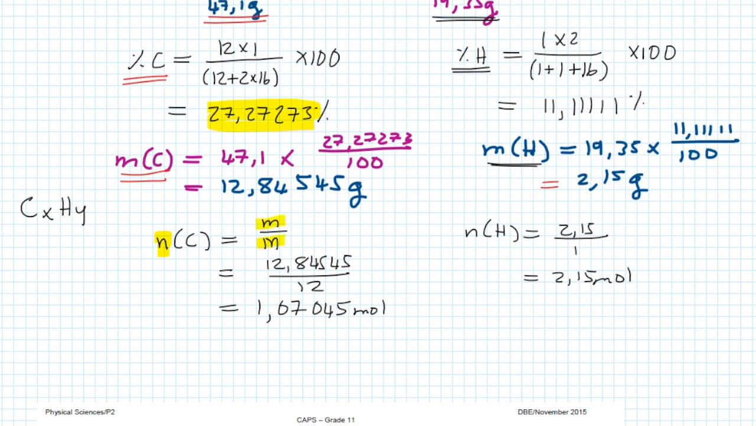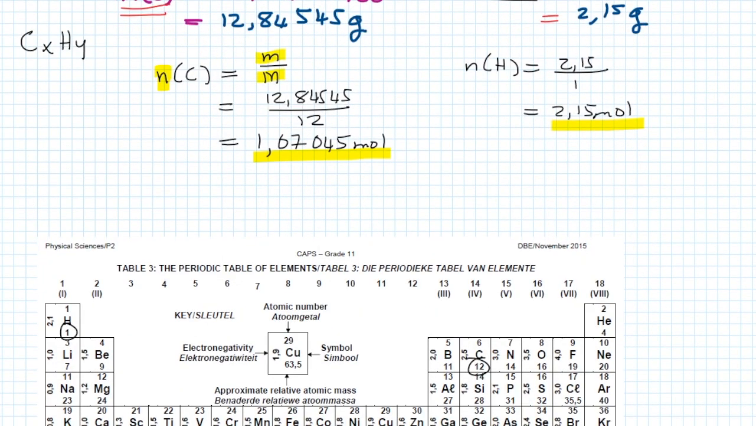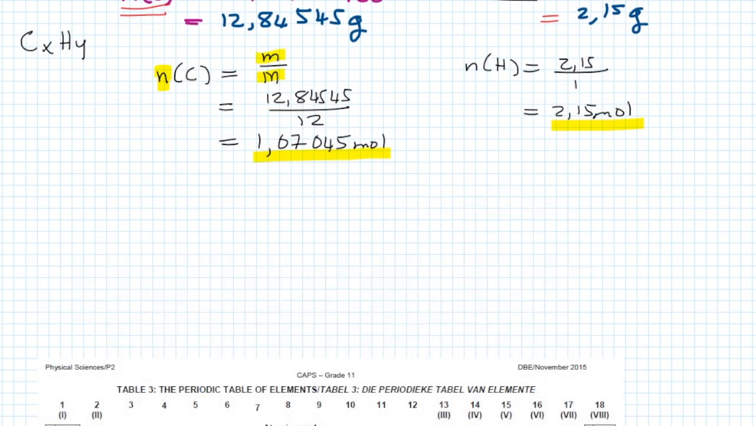For carbon, we say 12,8454 divided by 12, and we get the number of moles as 1,07045. For hydrogen, we take the mass and we divide by 1, and we get the number of moles to be 2,15. Once we have the number of moles in empirical formula, we say carbon to hydrogen is 1,07045 to 2,15. We divide everything by the smallest number of moles.